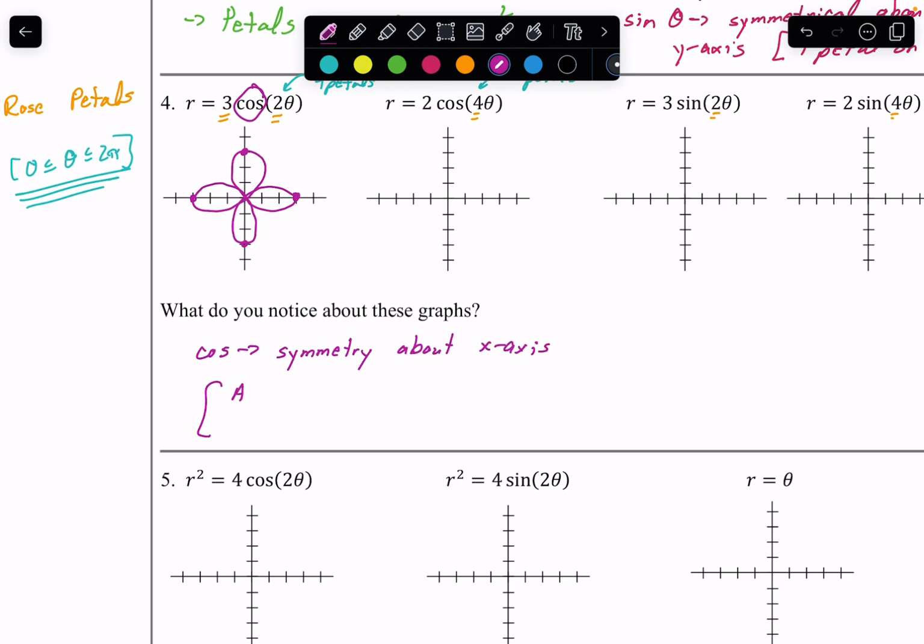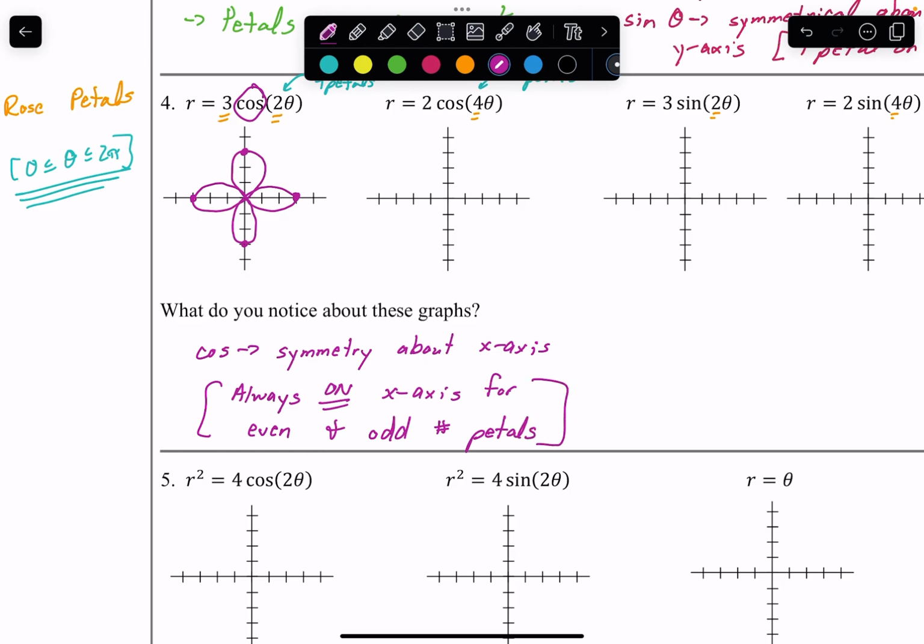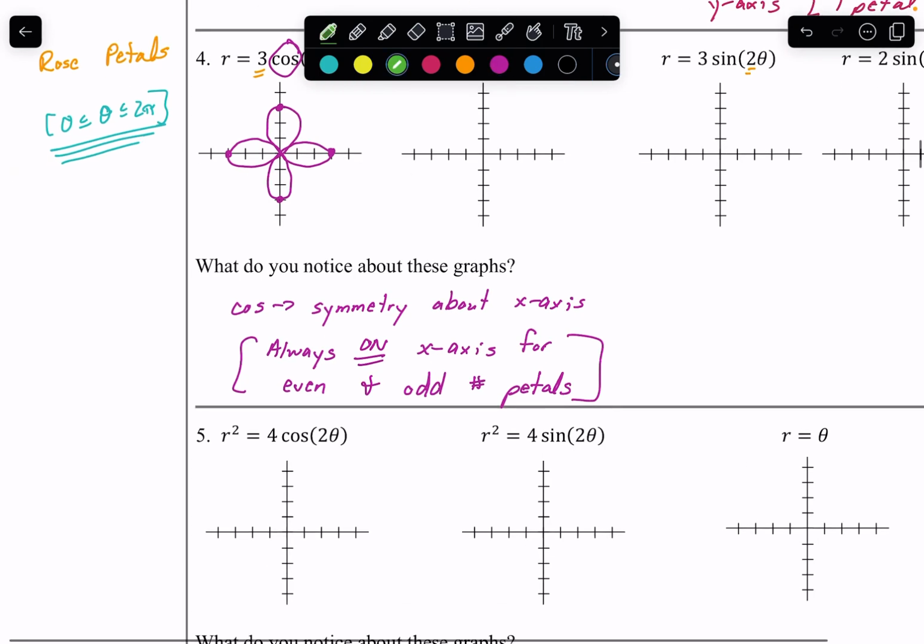And then we're going to put a little note here. Always on the x-axis for even and odd number petals. So you're always going to have a petal that is on the x-axis when you're dealing with cosine. All right, so again, this is even. We're going to have 2 in theta. We're going to have 2 in petals.